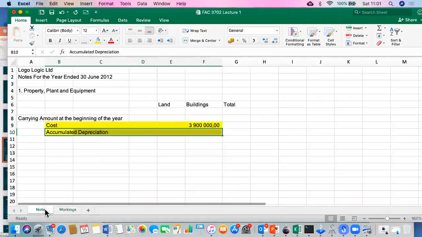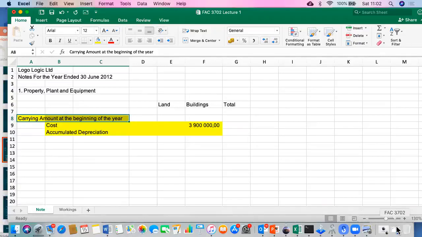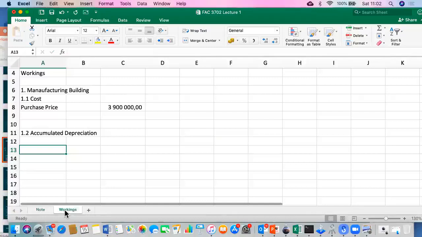Now, accumulated depreciation, if you go back to the note, this is at the beginning of the year. So the beginning of the year is, if you go back to that timeline that we did, 1 July 2011. Okay, so that's 9 months.